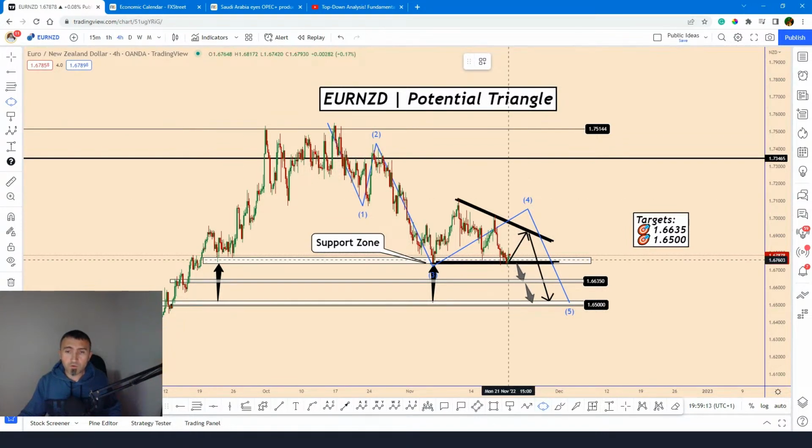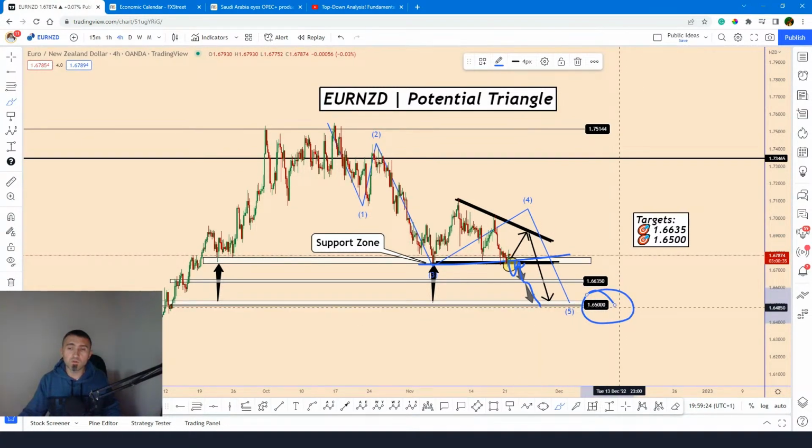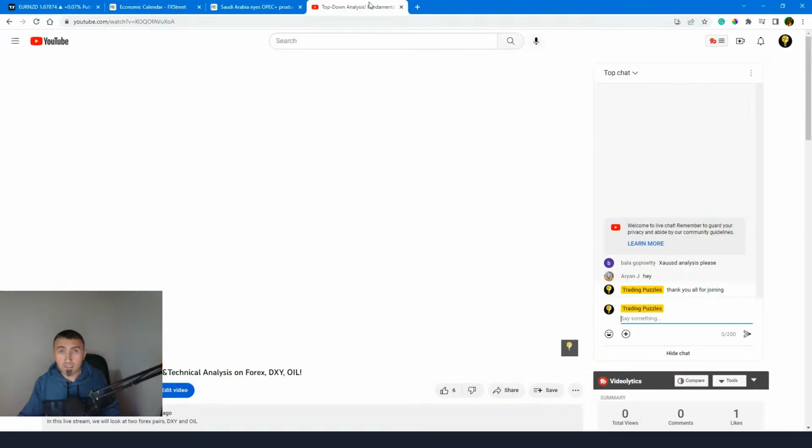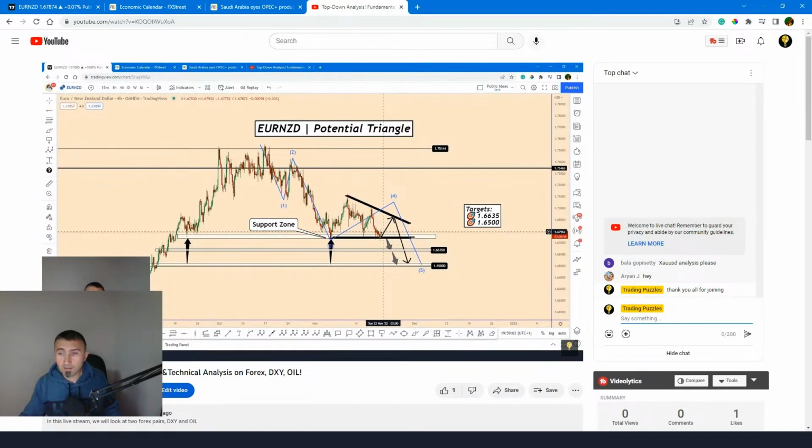The confirmation for this trade will come after the price breaks down. So if we see any breakdown below the structure, then the price will keep moving lower, up to 1.65. At least this is what I'm looking at here. So let's see what is going to happen.